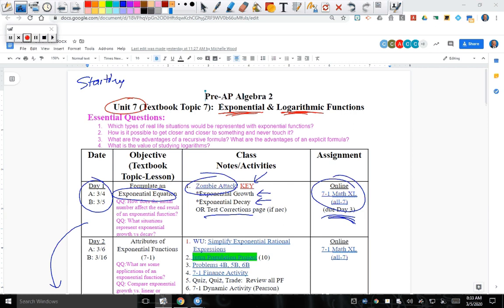Yes, my goal is to get all grades completely updated by today so that you will know where you stand with that regard. I'm not even going to joke about this unit.